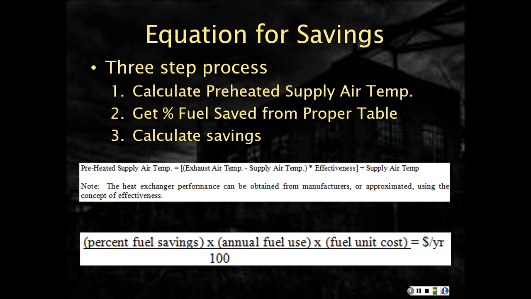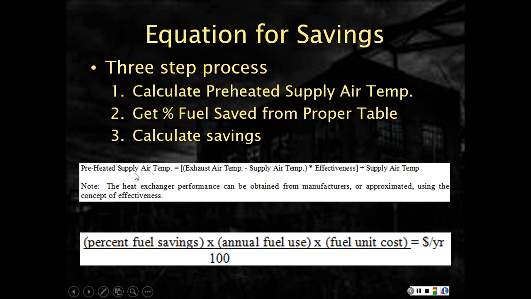Step 2, we need to get the fuel saved from a proper table. Now I've included those tables in your notes, so you have the proper tables at the end of your notes. Then we take that and we calculate savings. So again, 3-step process. Now there's 2 sets of formulas. The first formula is to calculate the preheated supply air temp.